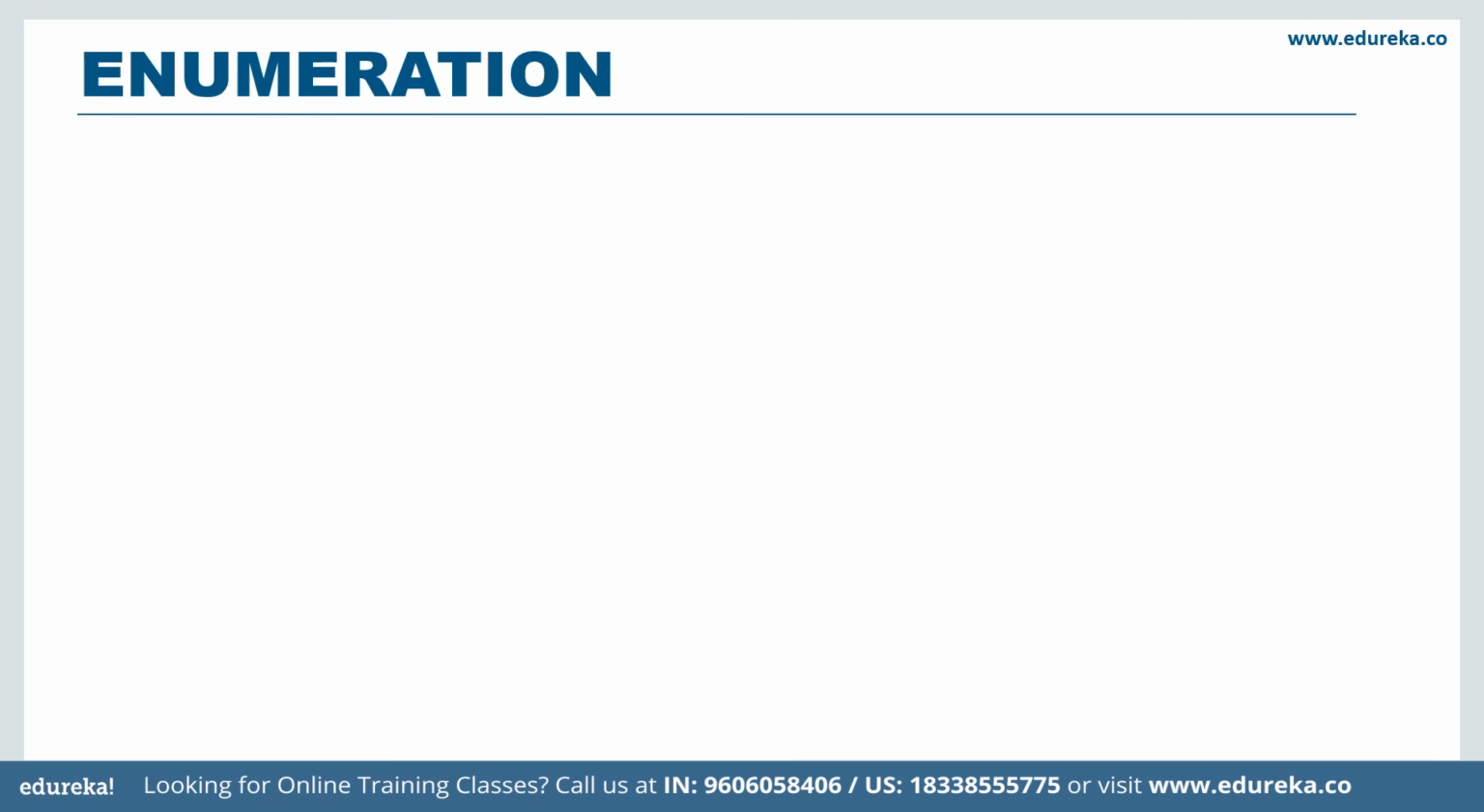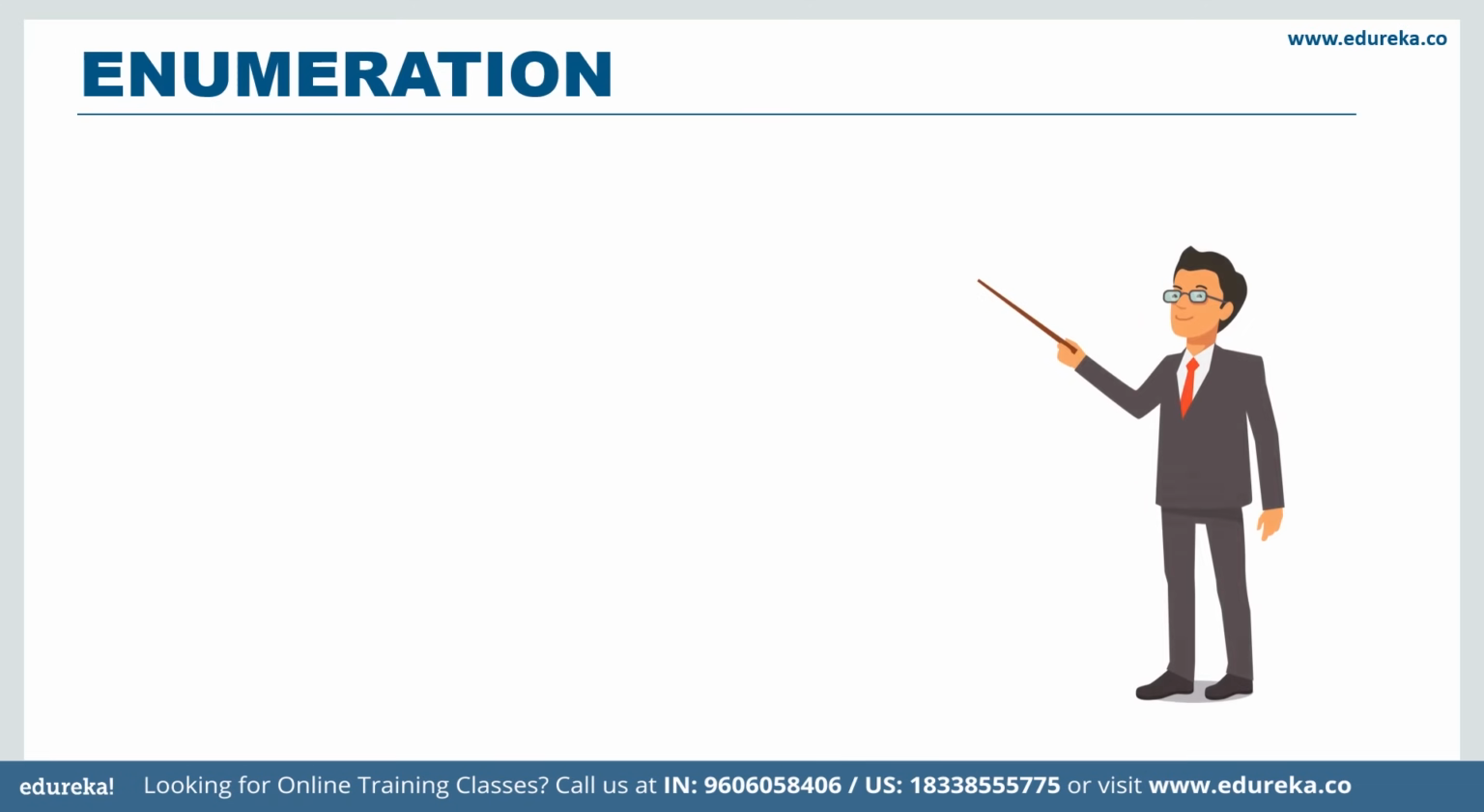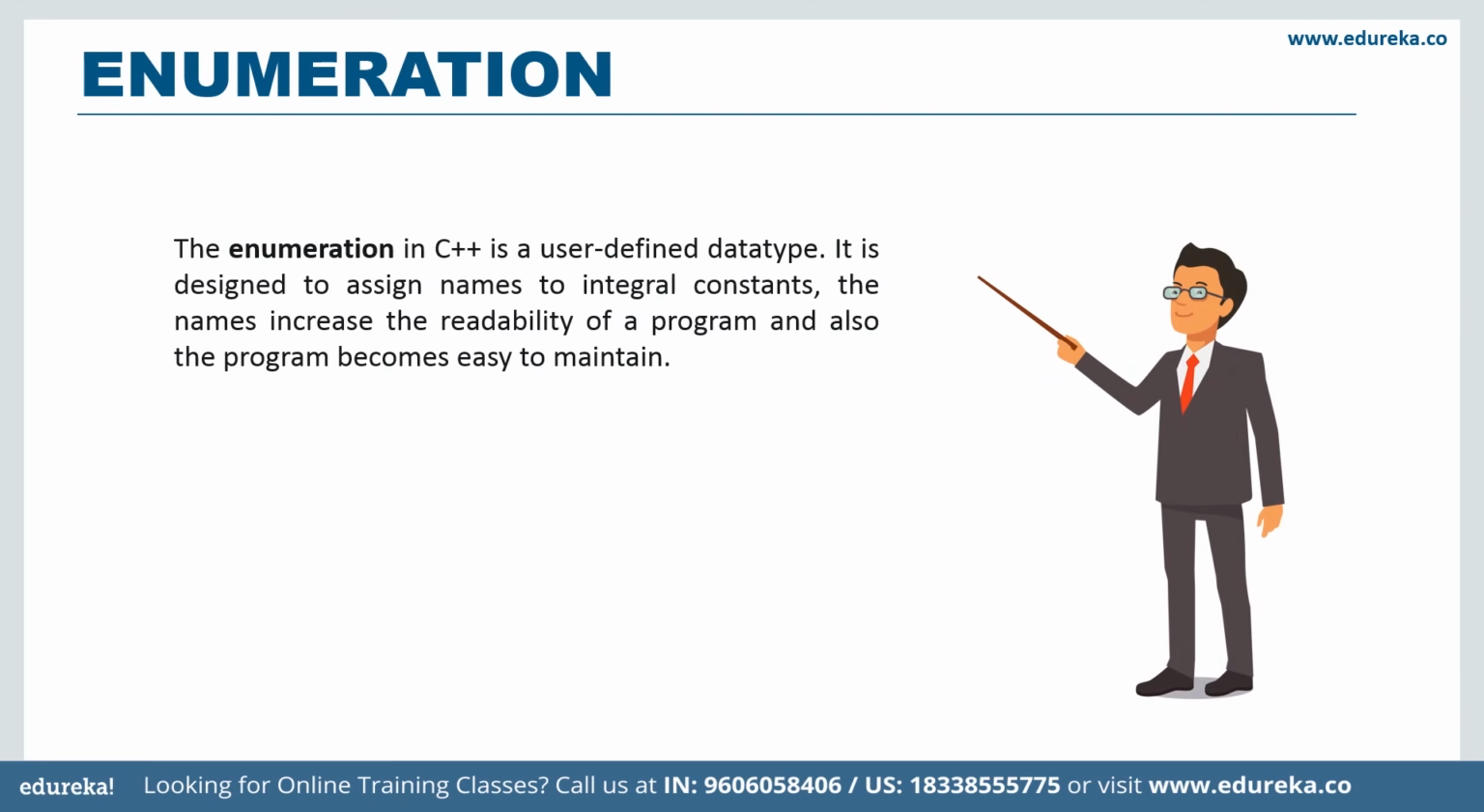So what is enumeration? Enumeration in C++ is a user-defined data type. It is designed to assign names to integral constants. The names increase the readability of the program and also make the program very easy to maintain. Enumeration is similar to a structure, but the only difference is that whatever data you save in an enumeration using the keyword enum, the value stored in that enum will be constant. You cannot remove elements from an enum, but you can add some new elements to it.